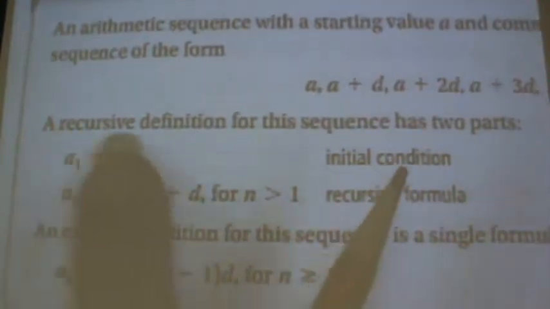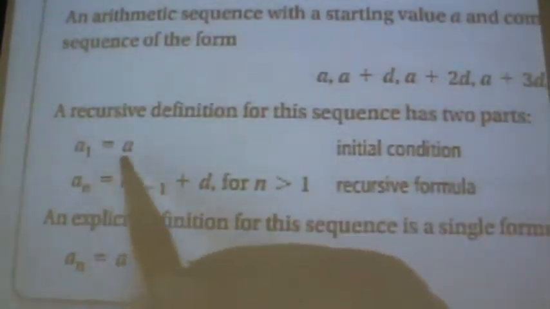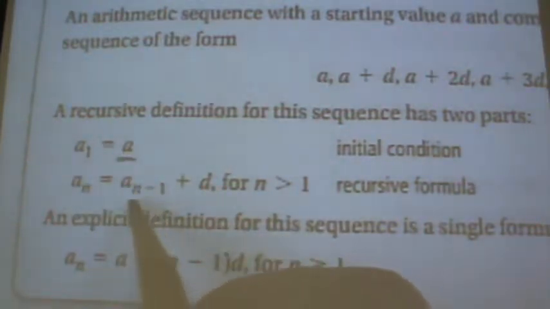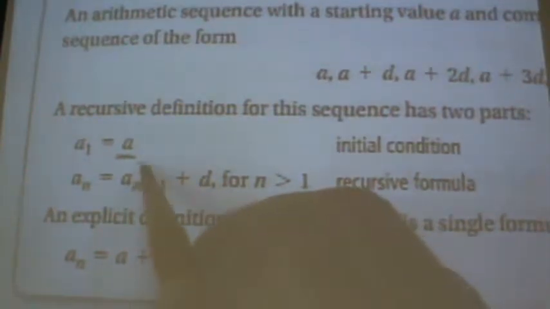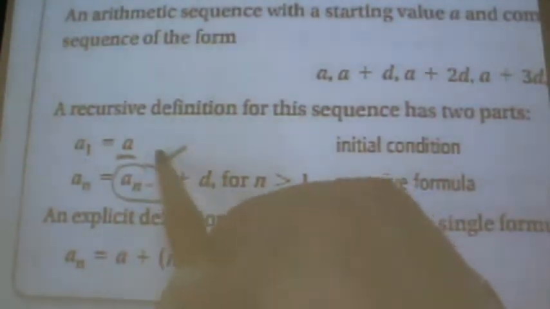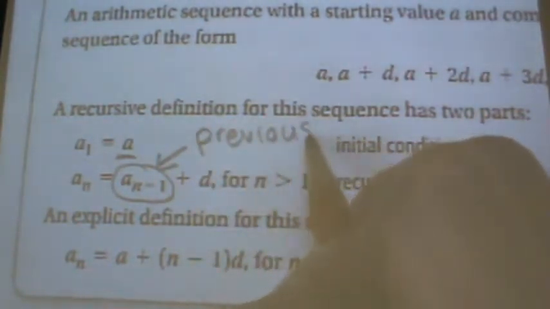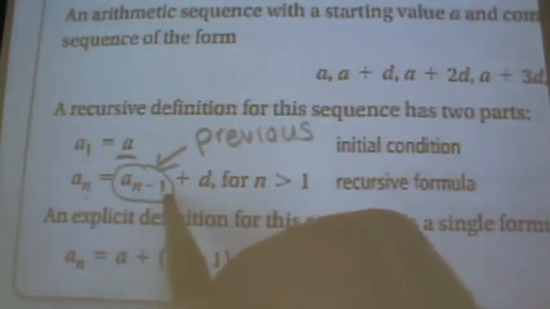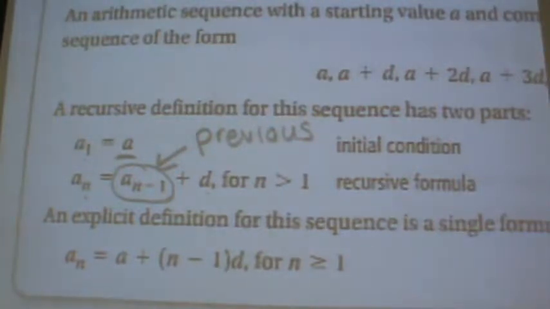So a recursive formula is defined. It has 2 parts. It has an initial condition. You have to know the first term. And then a sub n minus 1 just means the previous term. Previous to what? Whatever n is. So n minus 1 is going back a term, and then you add your common difference.